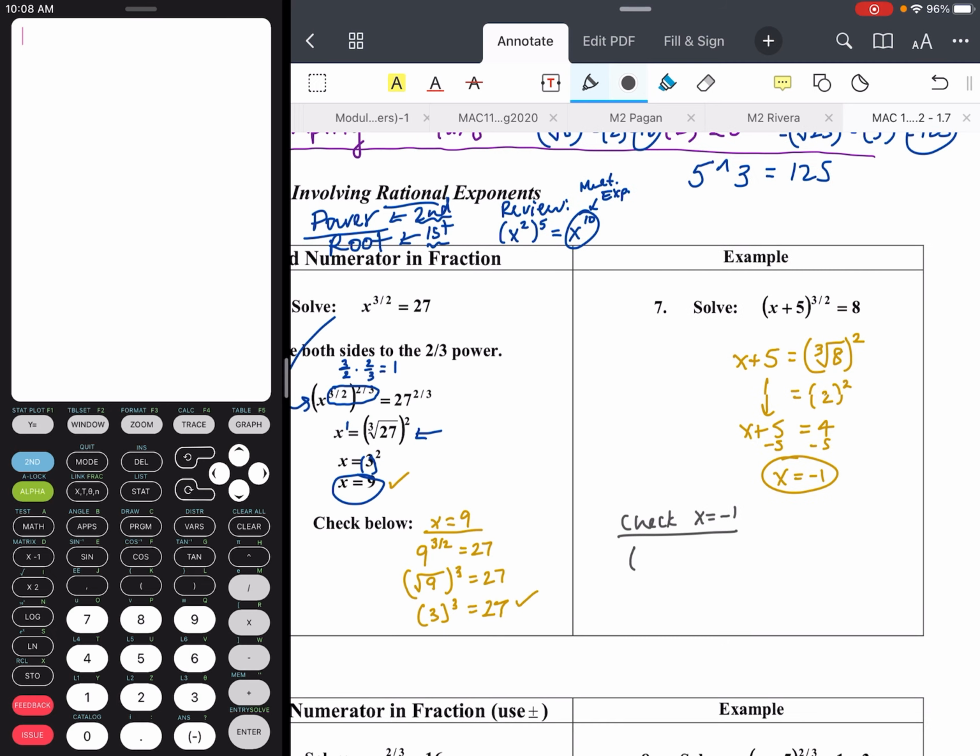So I'll have negative 1 plus 5 to the power 3 halves equals 8. Negative 1 plus 5 is 4 to the power 3 halves equals 8. And simplifying on the left, this would be the square root of 4 raised to the power 3. See if that equals 8. And the square root of 4 is 2. 2 raised to the power 3. At this point, I can see that it checks out and it does equal 8.